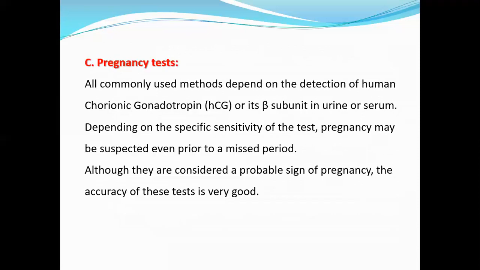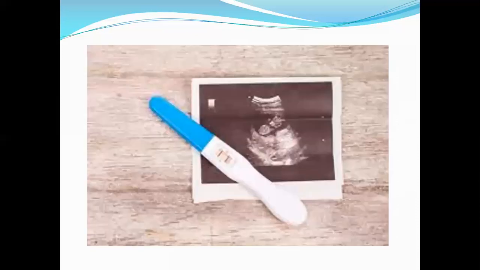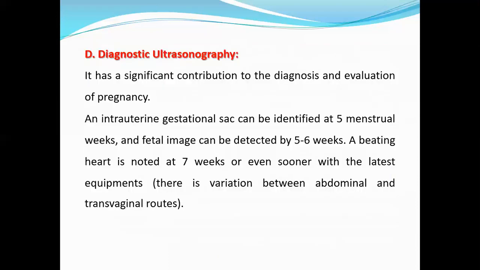Using a pregnancy test, we are in fact depending on the detection of the human chorionic gonadotrophin or its beta subunits in the urine or serum. Depending on the specific sensitivity of the test, pregnancy may be suspected even prior to a missed period. This is one of the commercially available pregnancy tests in the markets.